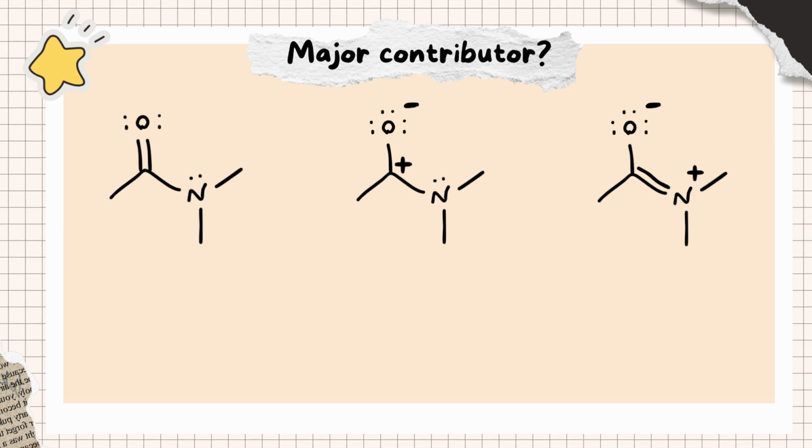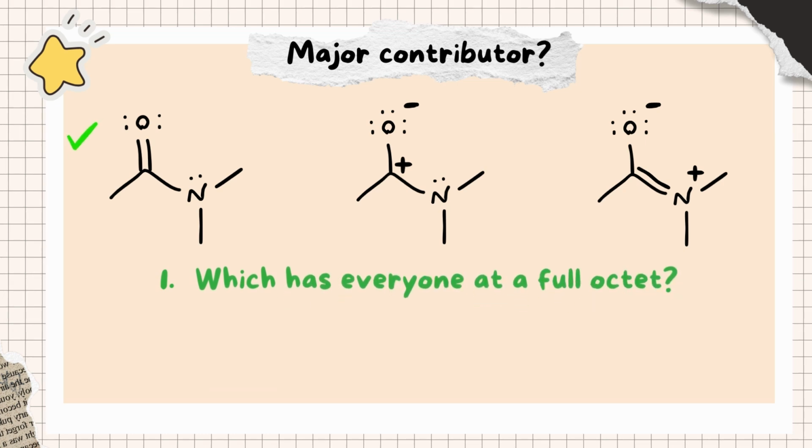That could be a whole video in itself, but we can take a look at 3 major signs here. Honestly, this will usually answer the question for you. So 1. Which has all atoms at a full octet? Check it out. The first and last ones both have all their atoms at full octets, regardless of charges, but the second one has a carbon below the octet. So already, you can see which is likely the worst structure.